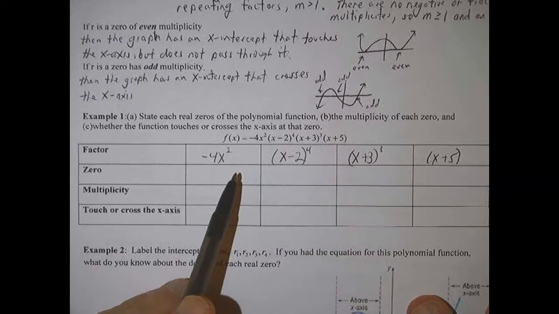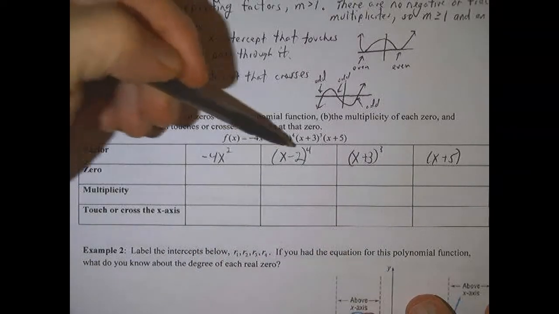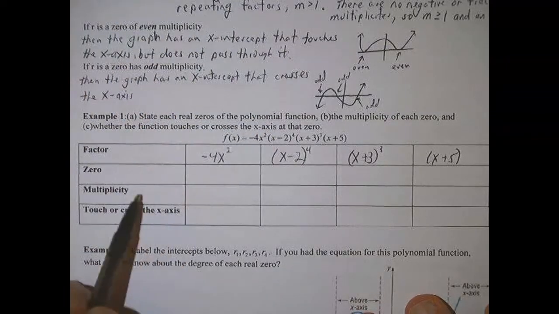In this case, not always. It is possible to have a factor that has no zeros, if there's no way to make it 0. I'll show you an example like that in a minute. Let's just finish with this one.